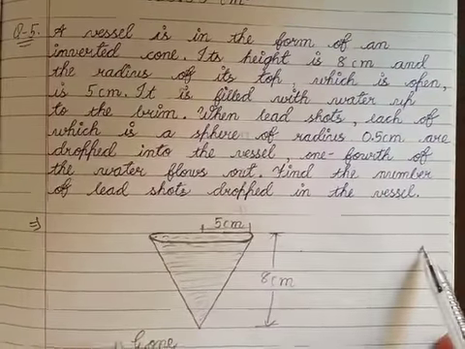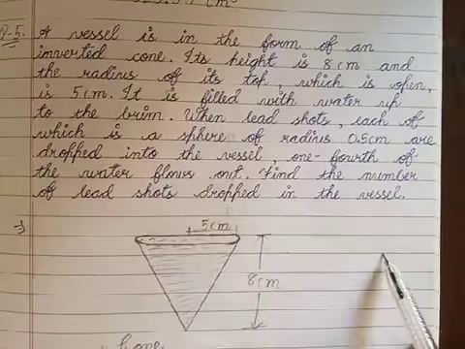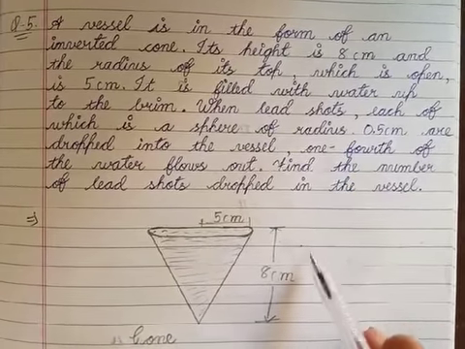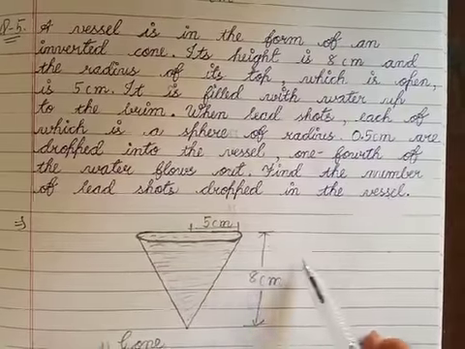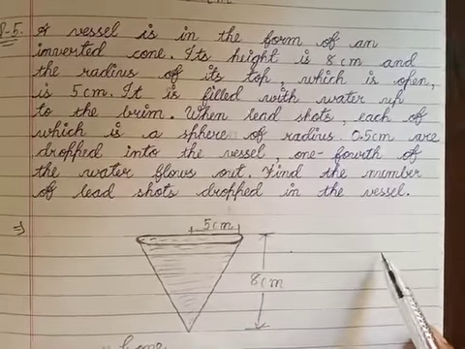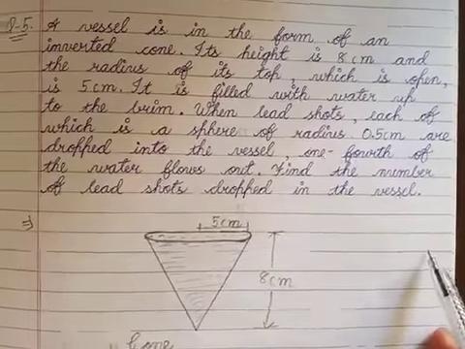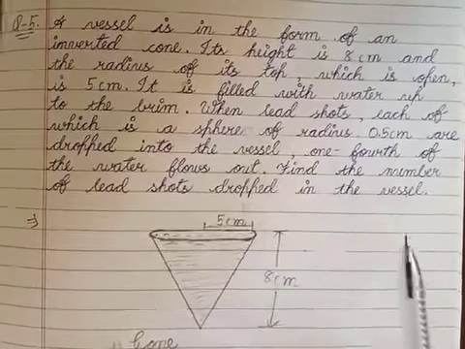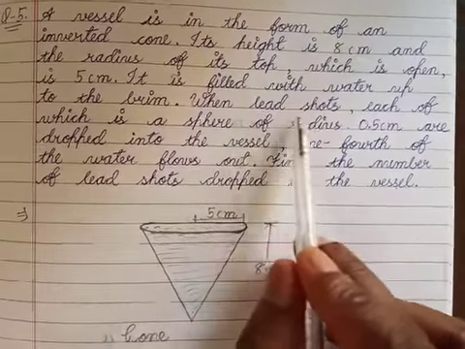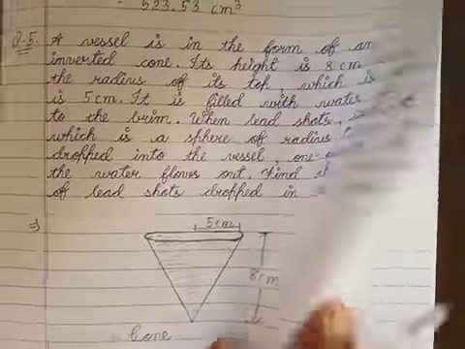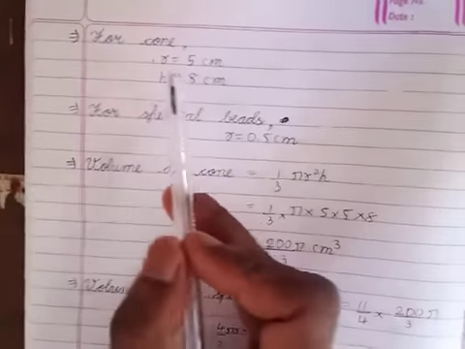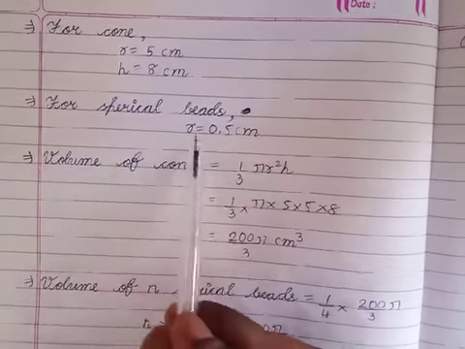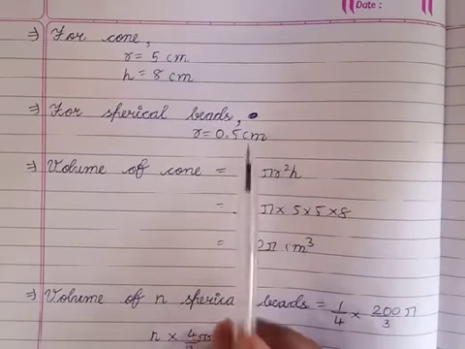What is the water displaced? Why is there water displaced? Because spheres are dropped into it. So next step, volume of cone is equal to 1/4 into n into the volume of the sphere. Lead is in the form of a sphere. For the cone, R is 5 centimeter, H is 8 centimeter. For the spherical lead, the radius is 0.5 centimeter.